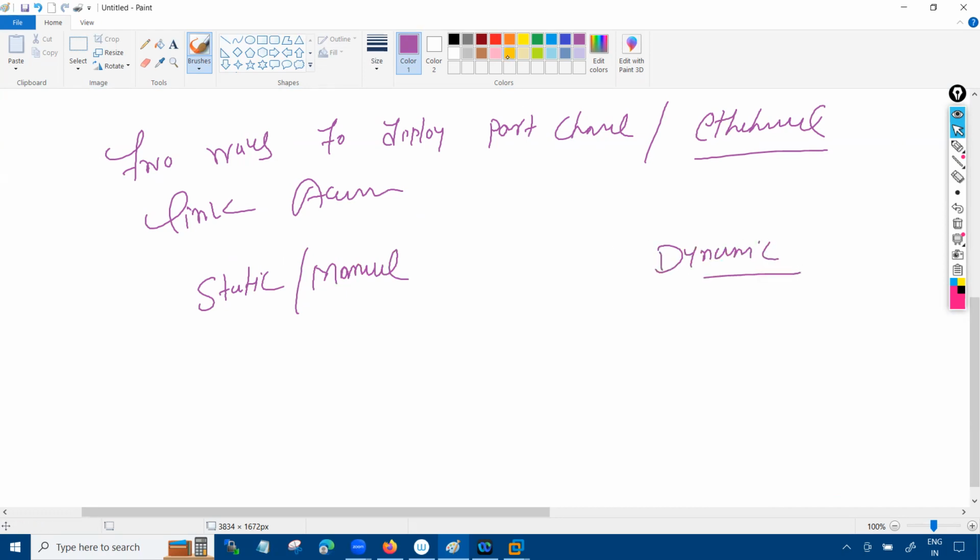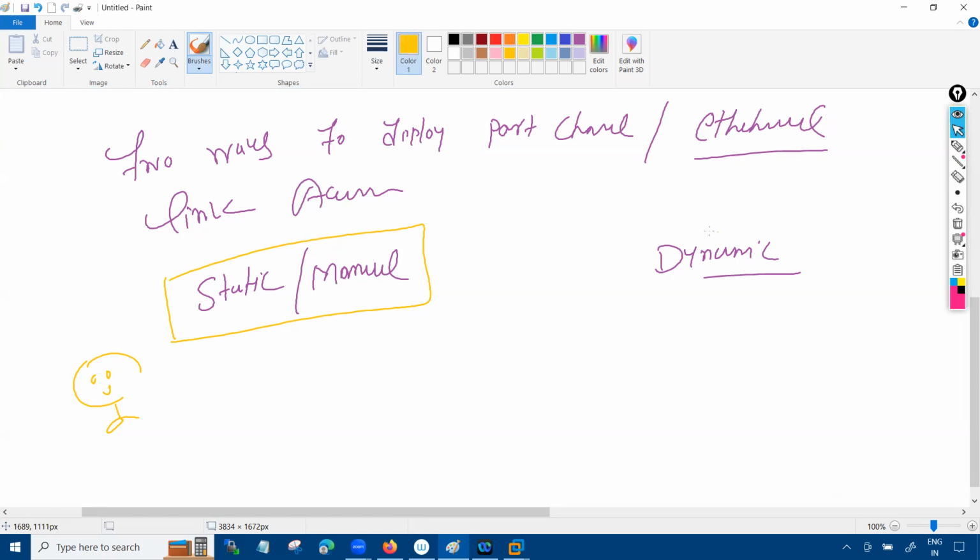As the name suggests, static or manual means what? A network engineer has to go on the edge switch, right? So if you have switch 1 and switch 2, the network engineer has to log into switch 1 and do the configuration. Then the network engineer has to log into switch 2 and do the configuration. So it's like a box to box configuration that the network engineer has to do.